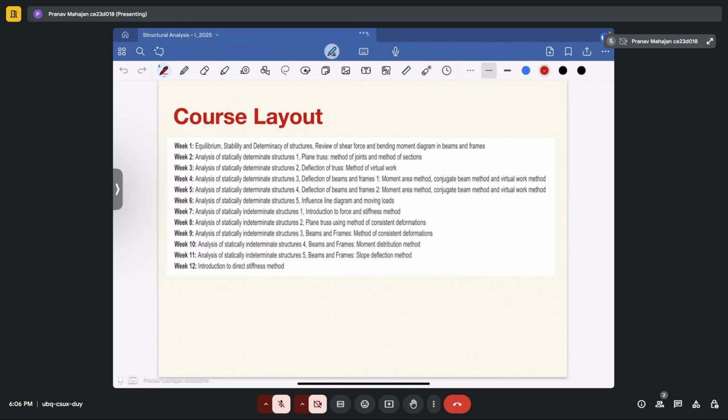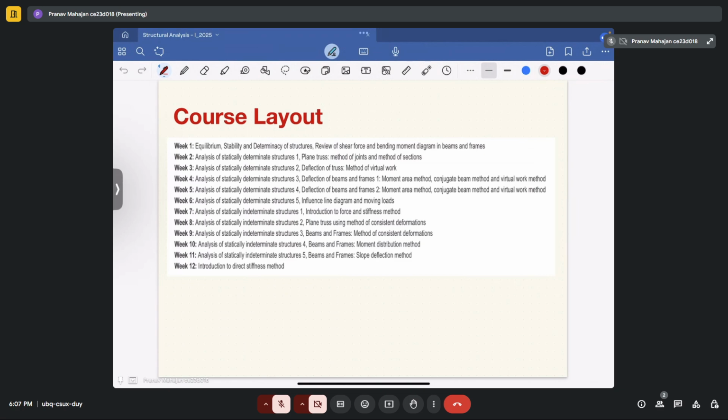After week number 6, we have moved to week number 7, wherein we have started with the problems related to the indeterminate structures. So the problem will remain same. That means your structures will remain same, but now it shifted from static determinate to static indeterminate structures. So in this, we have seen the introduction of two methods. One is force method, which you call as flexibility matrix or flexibility method. Another is stiffness method, which is also known as displacement method. So for this, we have seen how to solve the problem related to trusses.